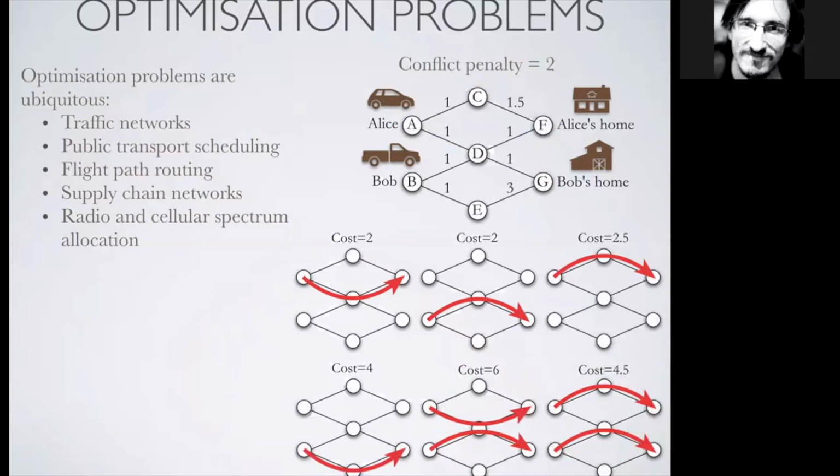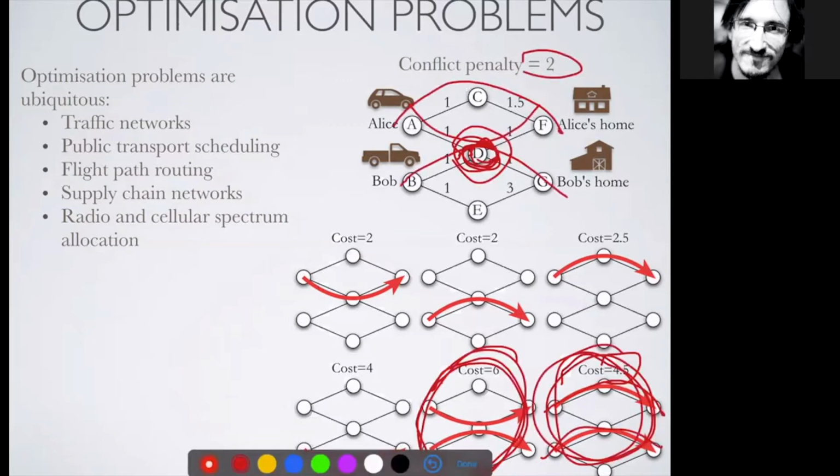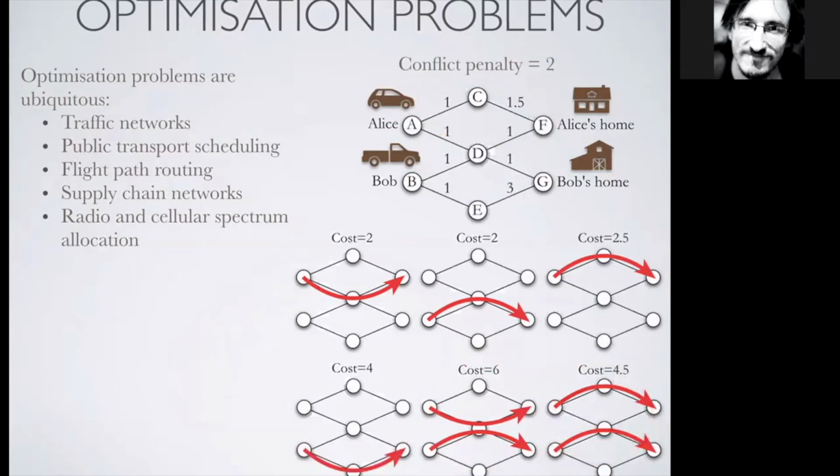And so this is called an optimization problem, or a multi-user optimization problem, where there are now constraints. And here the constraint is that there's a conflict penalty in the middle. Once we start increasing the number of users, this becomes a really, really hard problem that classical computers cannot solve very efficiently as you increase the number of users.